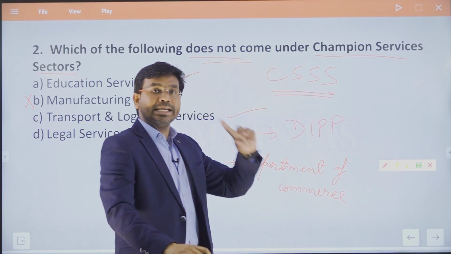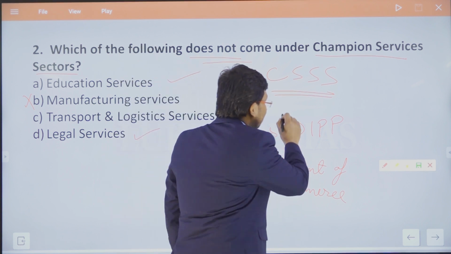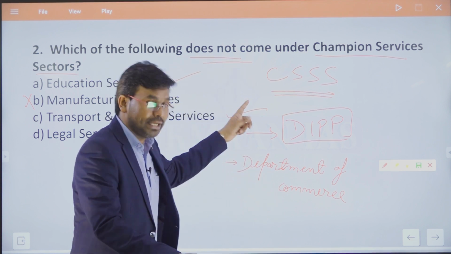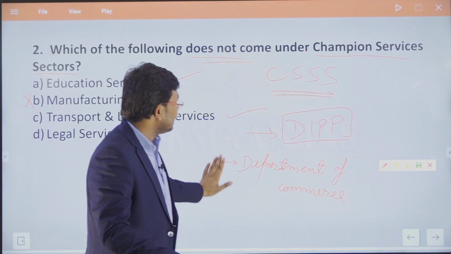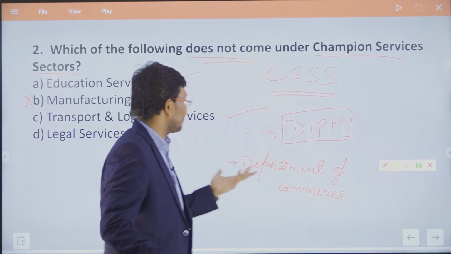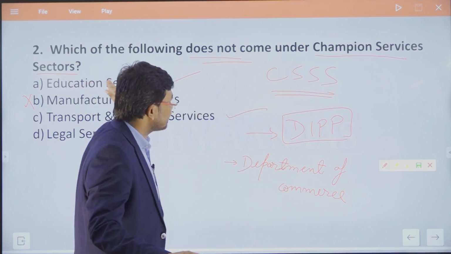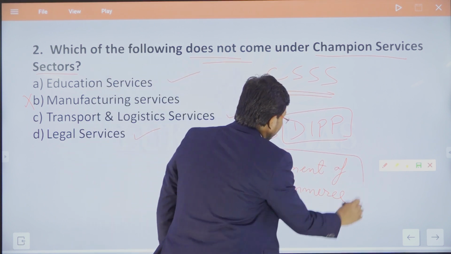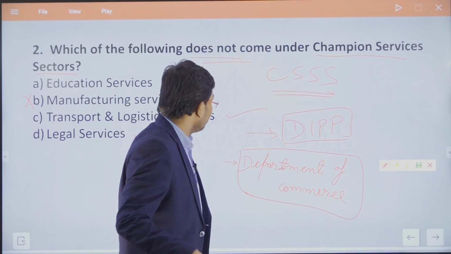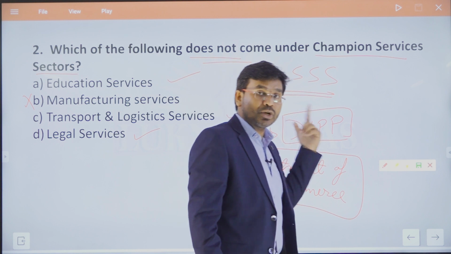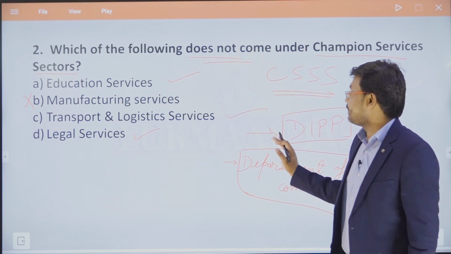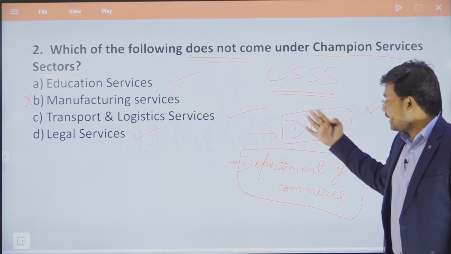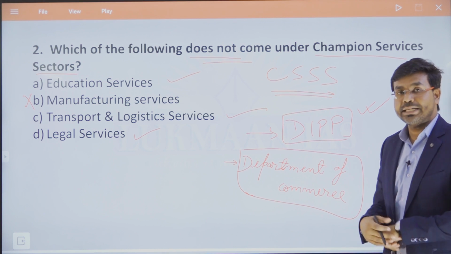Initially they decided that the Department of Industrial Policy and Promotion will look into the manufacturing sector, and the Department of Commerce will look into the services sector. This champion services sectors scheme had 12 components in it, and those 12 components were brought under the Department of Commerce. So that's why manufacturing services is not a part of the champion services sectors scheme, because the manufacturing sector is being looked after under a different scheme by the Department of Industrial Policy and Promotion.